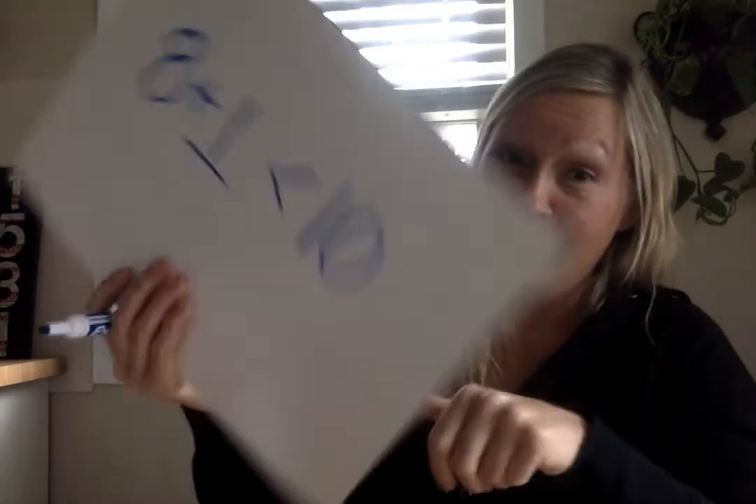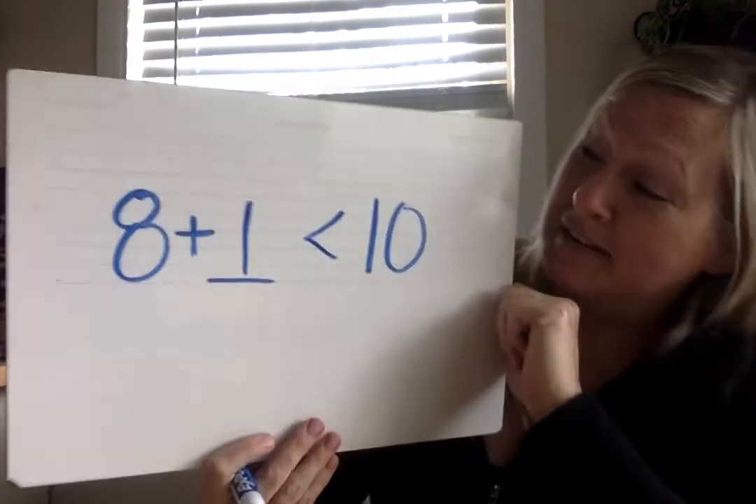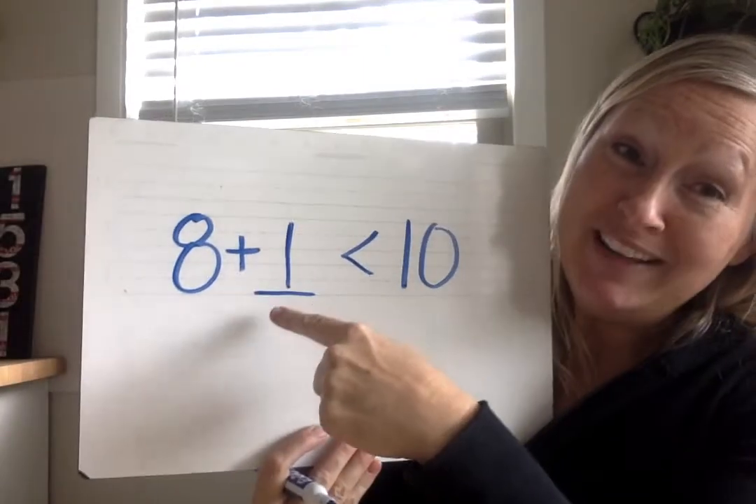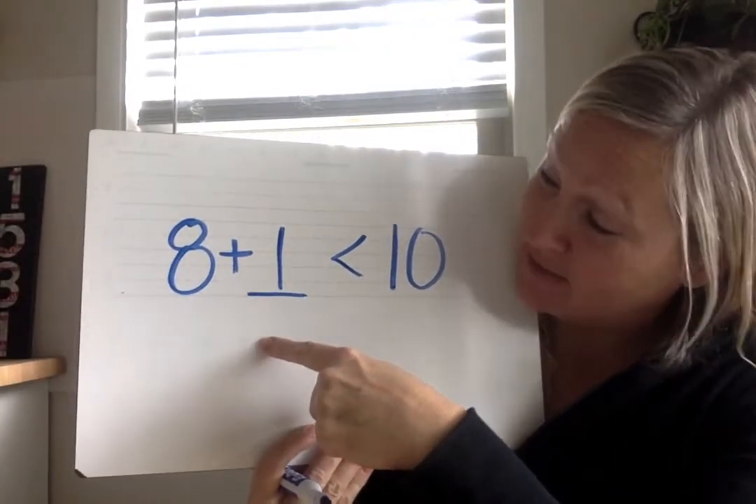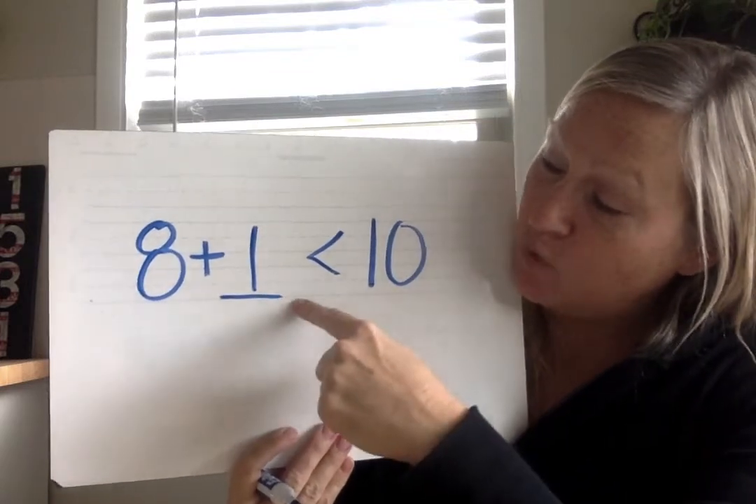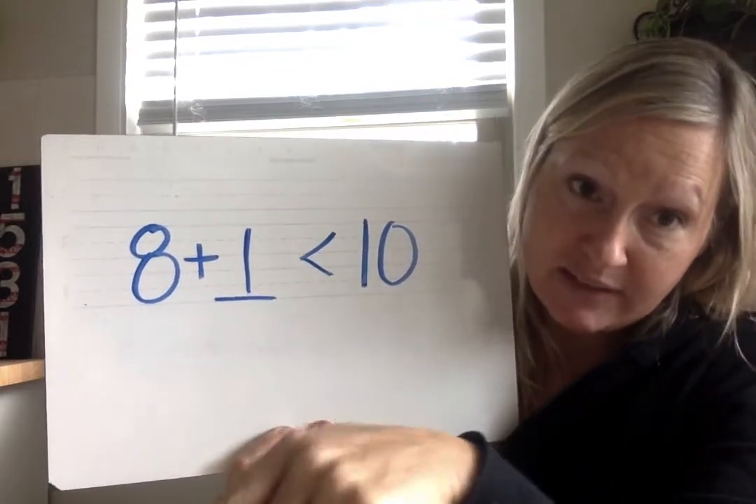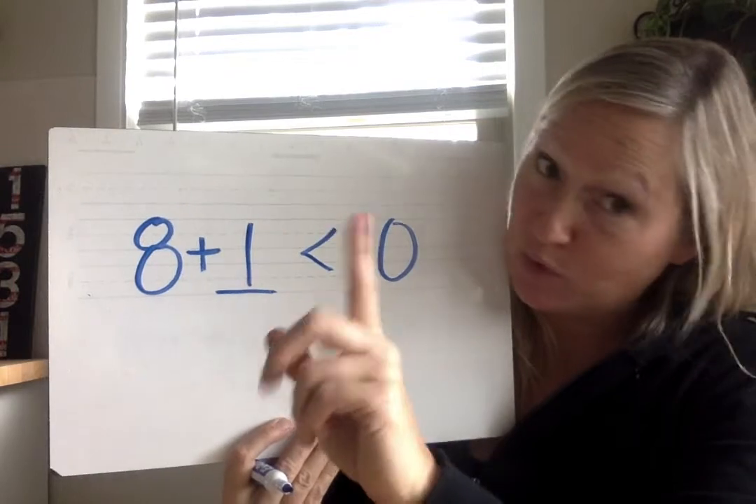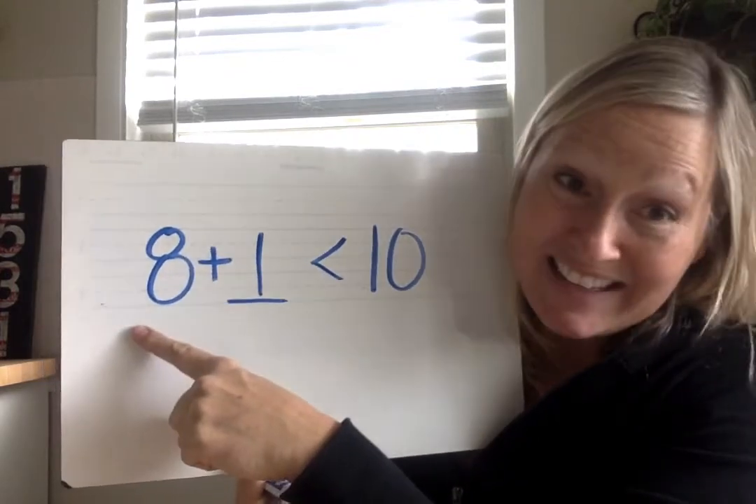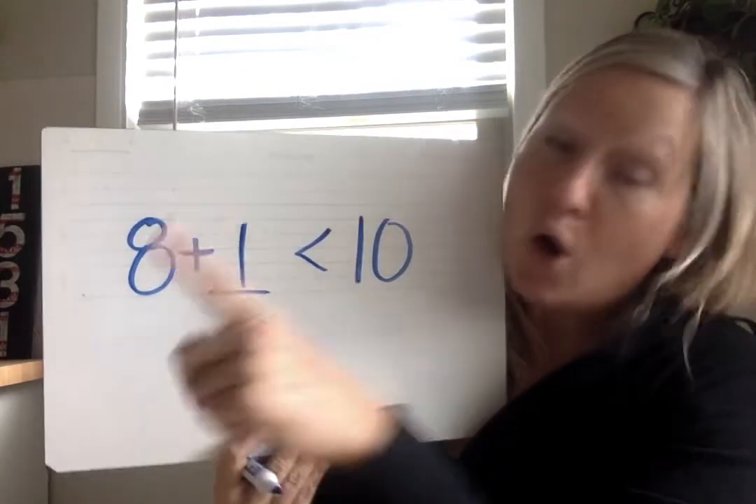If you need more think time, push pause. You ready? I bet a bunch of you are going to match me on this. Why? Because that's the only thing that works. Less than 10 could be 9, 8, 7, 6, 5, 4, 3, 2, 1. Those are all less than 10, but we already have 8. So how? Oh, I'm sorry.